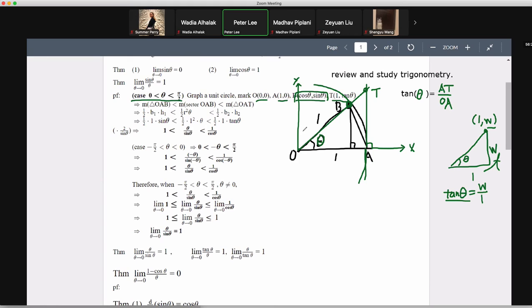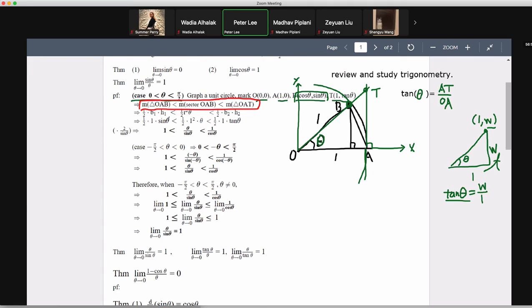Now, in this proof, the argument starts with this inequality right here. This is the first thing you have to understand: where it is coming from. This limit formula's argument starts from this inequality, and it seems like it's coming from nowhere. It is actually coming from this diagram. So let's figure out what this inequality is.